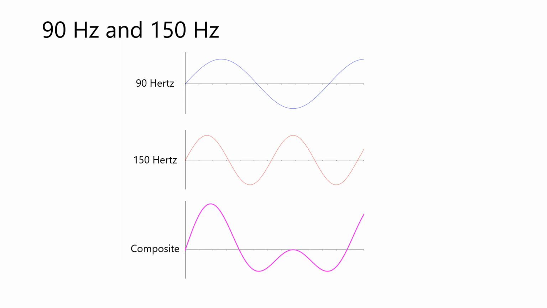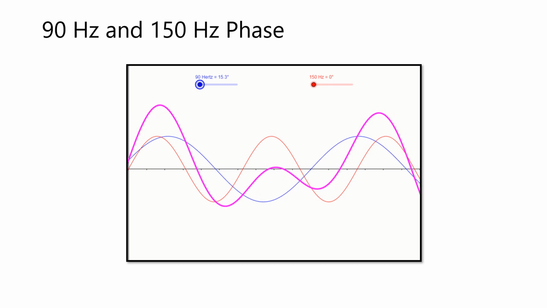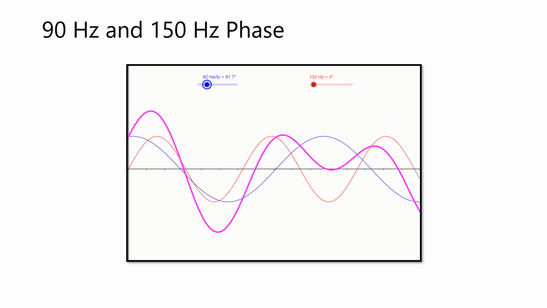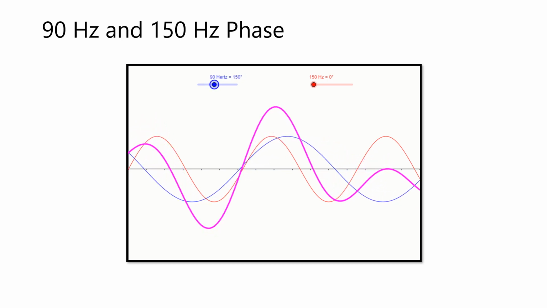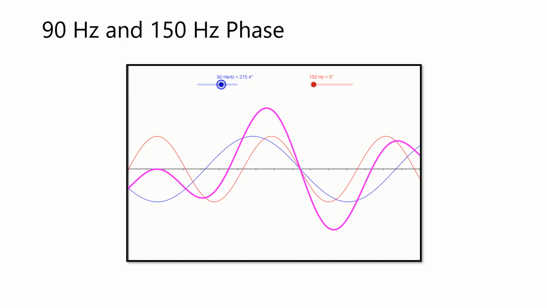In the ILS, the signal information is the 90 Hz fly right, shown in blue, and the 150 Hz fly left frequency, shown in red, which will be added together to become the composite signal shown at the bottom. In this demonstration, we can see that the 150 Hz is fixed with the 90 Hz changing in phase. Note the composite signal in magenta at the out-of-phase condition known as -90 plus 150, and at the in-phase condition known as +90 plus 150.